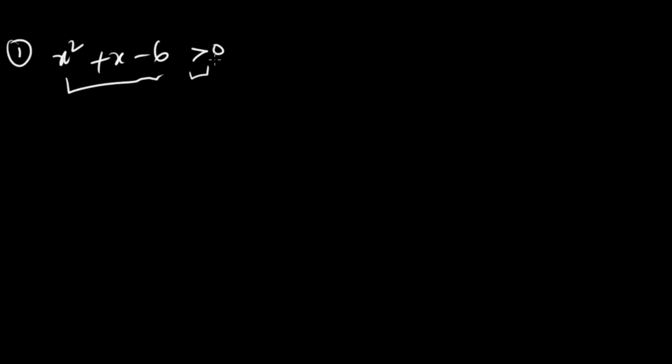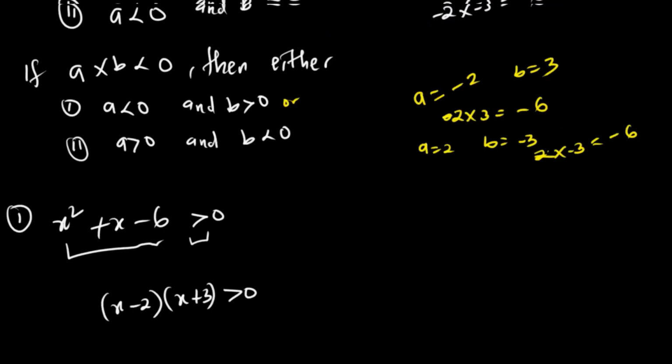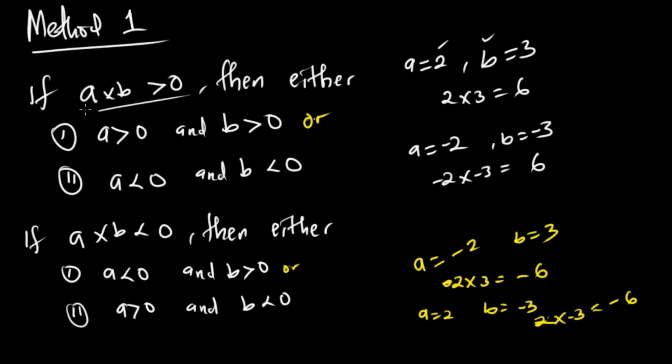I've not passed through the stages of factorizing a quadratic expression, so if you have little knowledge on that, you can check out my tutorial on how to solve quadratic expression. To factorize this, we have x minus 2, x plus 3 greater than 0. So we now have our first case where we have a multiplied by b greater than 0. And from what we had in the first case, if a multiplied by b is greater than 0, then either of these conditions must be satisfied.